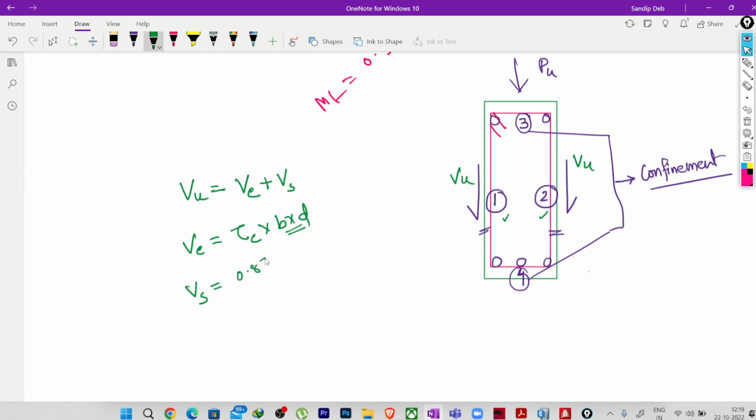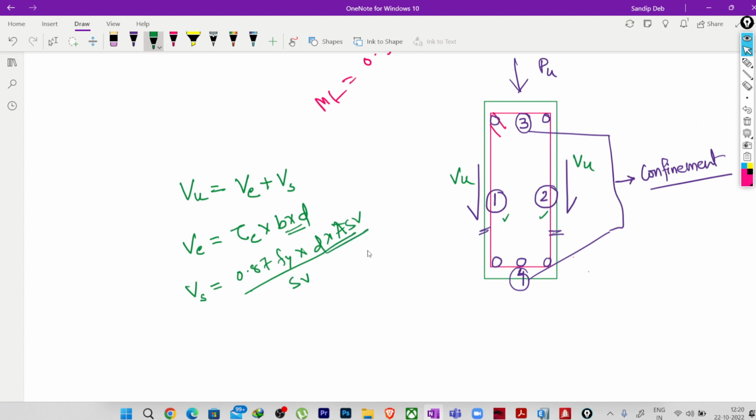It is 0.87 Fy. Actually, it is Vs by Sv, something like this. I forgot the formula. It is something like 0.87 Fy multiplied by D by ASV by SV. I think it is given in terms of ASV by SV equal to something like this, VU. So this is the shear which is taken by the steel.